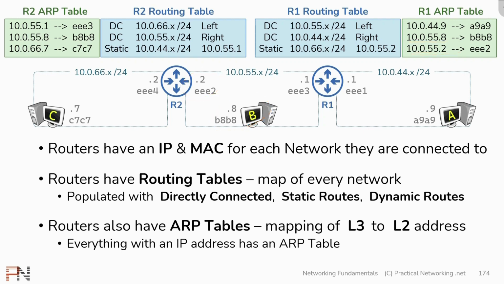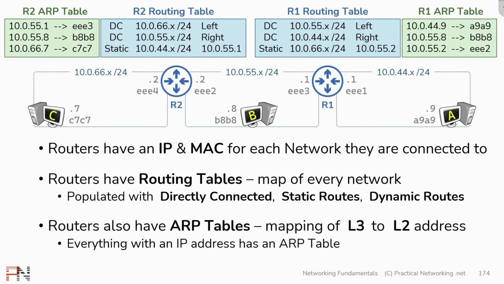And router 2 is the same way. There's only one other node in this network, that's host C, and there's the ARP mapping for host C. And then in this network over here, there are two other nodes other than R2, and you have a mapping for each of them in router 2's ARP table.